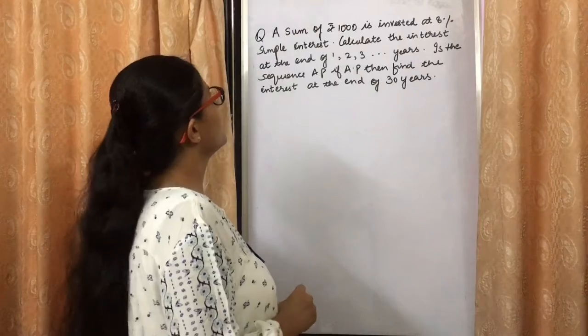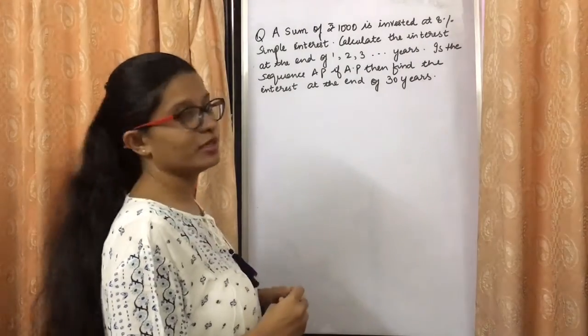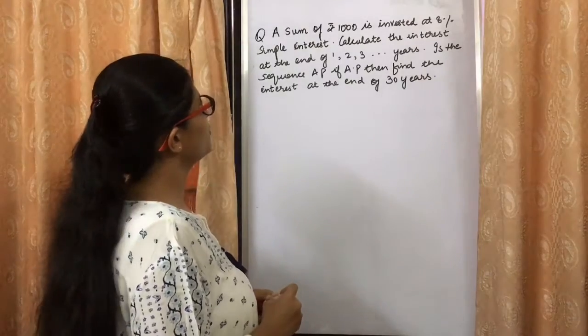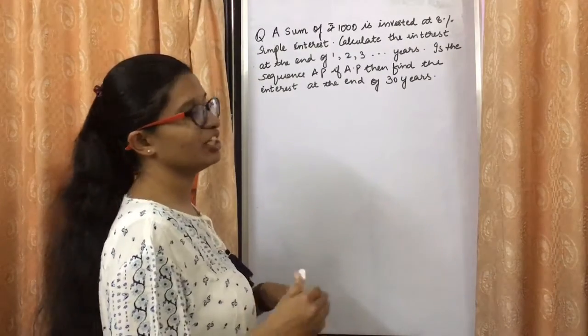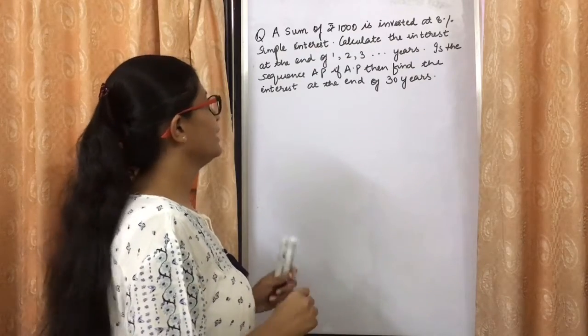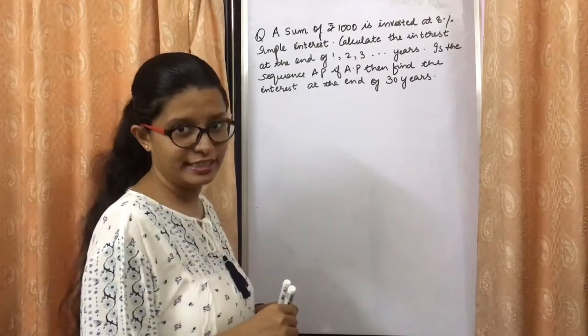A sum of rupees 1000 is invested at 8% simple interest. Calculate the interest at the end of 1 year, second year, third year and so on. Is the sequence an AP? If AP, then find the interest at the end of 30 years.